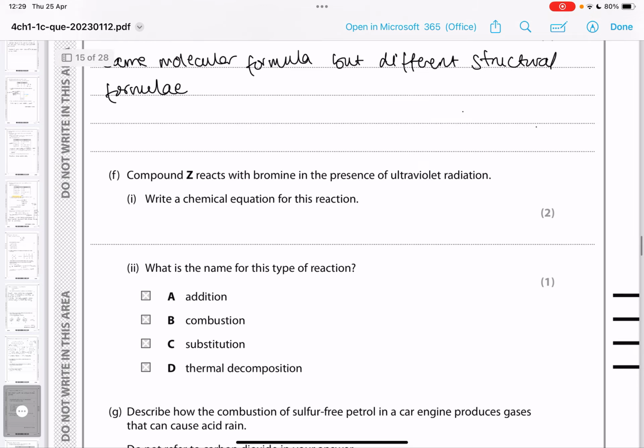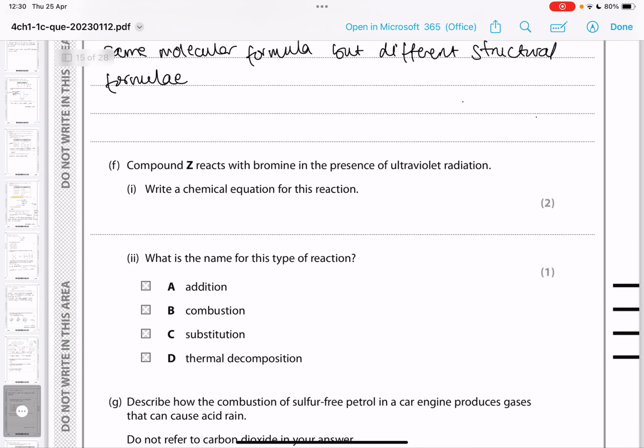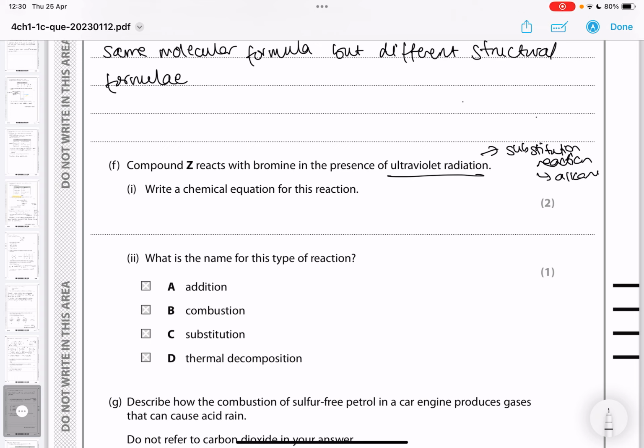Next. Compound Z reacts with bromine in the presence of ultraviolet radiation. So whenever you see the word ultraviolet radiation, you have to immediately think of substitution reaction, okay? Substitution reaction, because that's the only reaction that requires UV light, and this only happens for alkanes, okay? Only alkanes can undergo substitution reactions. Write a chemical equation for this reaction.